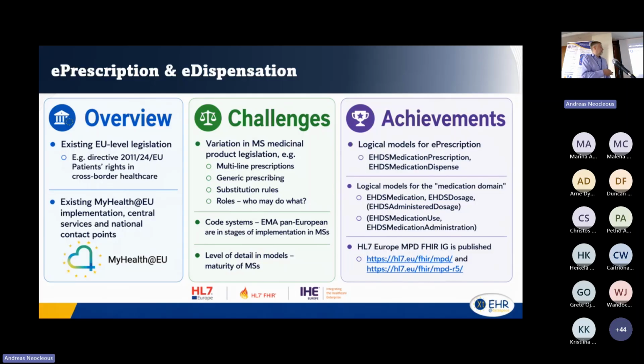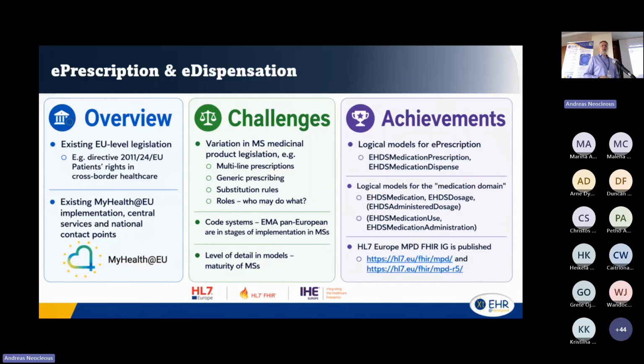A lot of the discussion was around how much detail we put into the models. Medication is one area where it's concrete. There are tablets and so on, but it's almost fractal in nature. The more you scratch, the more difficult it gets. So the level of detail and also the maturity of member states was a challenge.